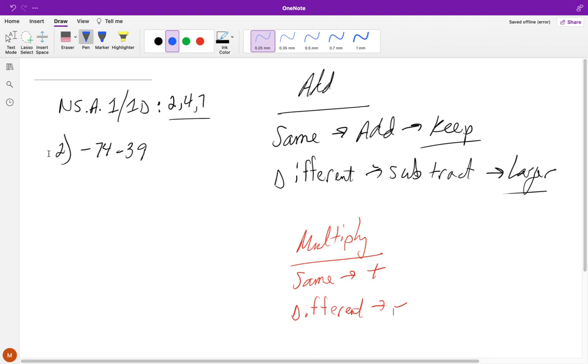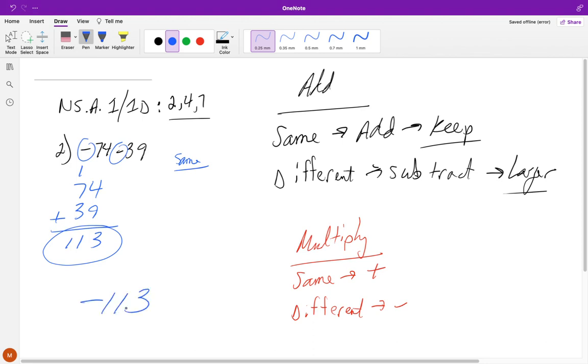But so we look here and say, okay, we're adding here and the signs are the same. So that means I'm going to actually add the numbers together, 74 plus 39. All right. And you can add it in any way that you want. You can do this in your head, but it's going to give us 113. But since both of our signs were negative, it is minus 113.